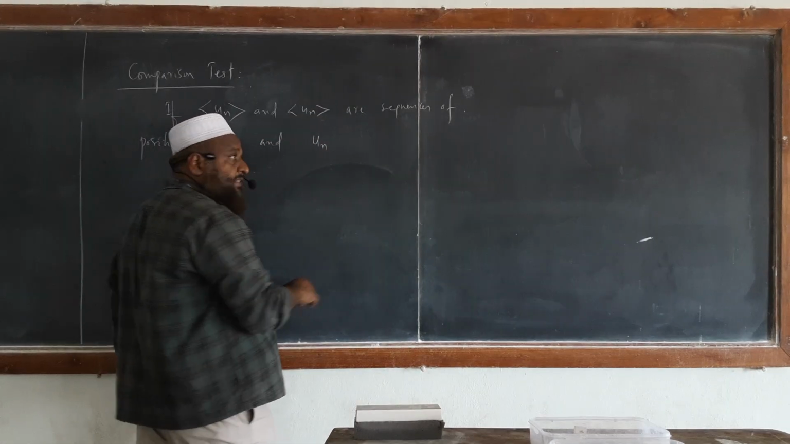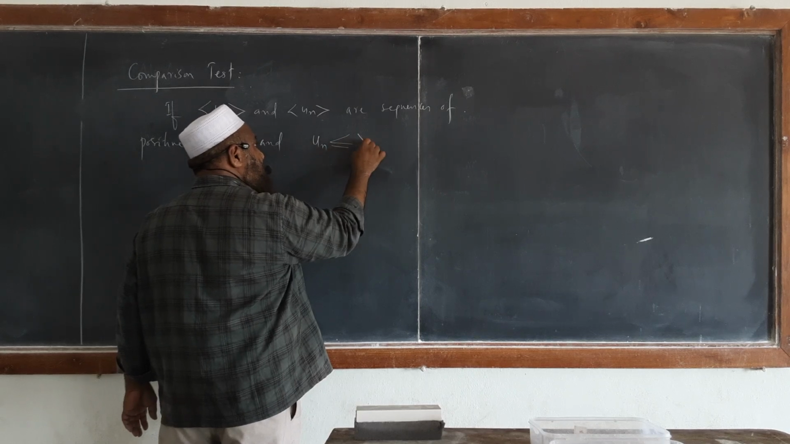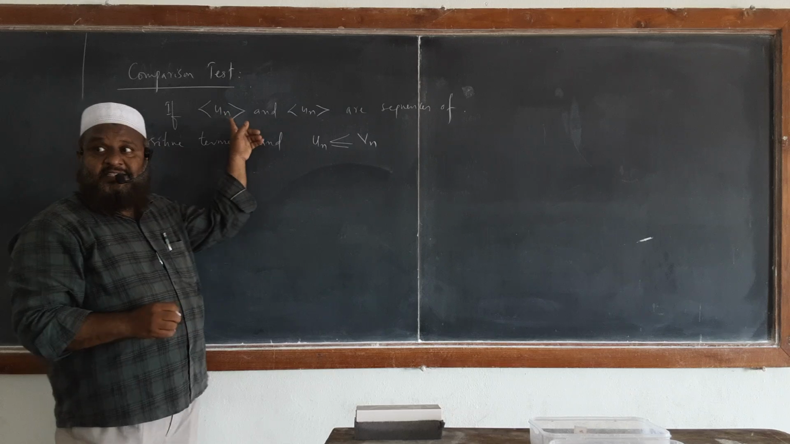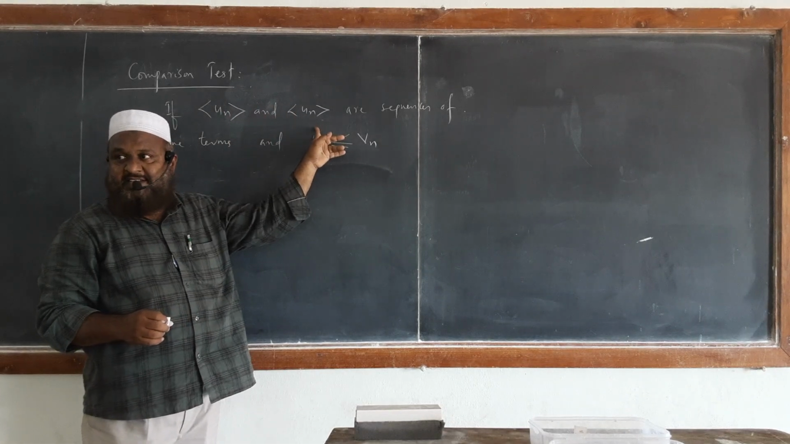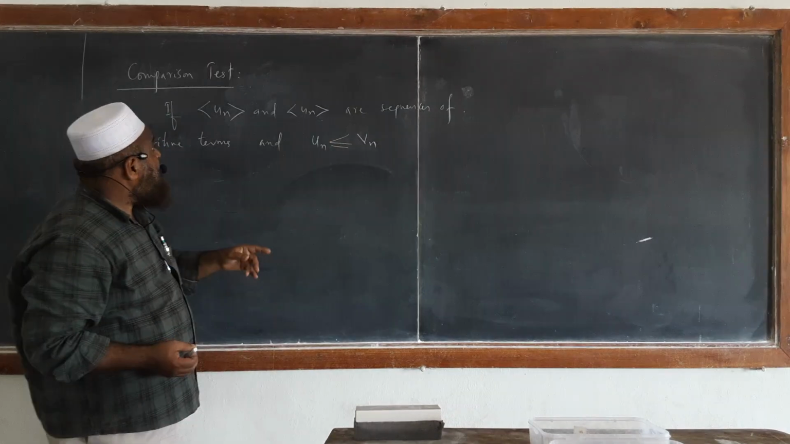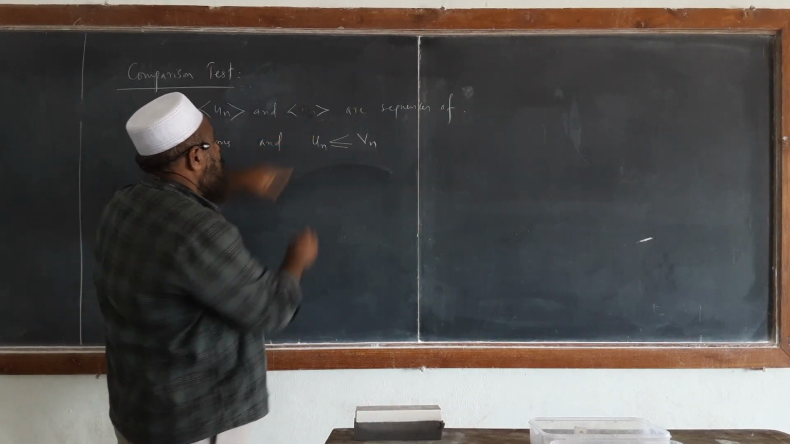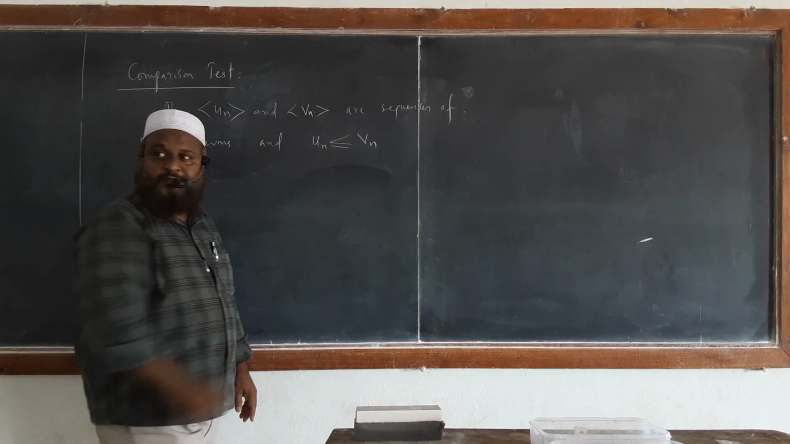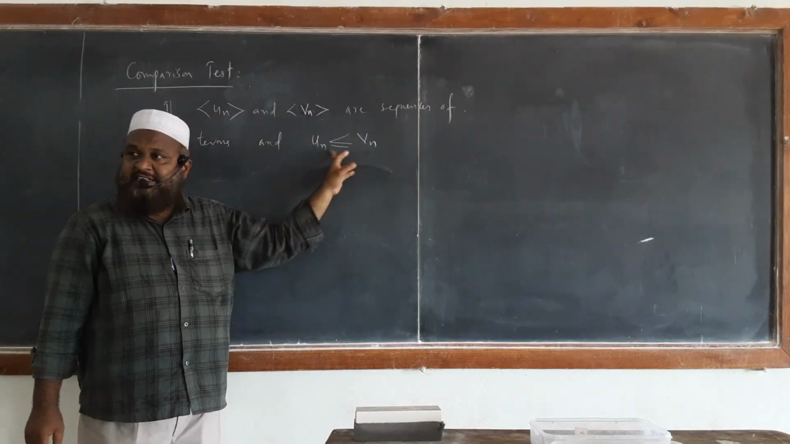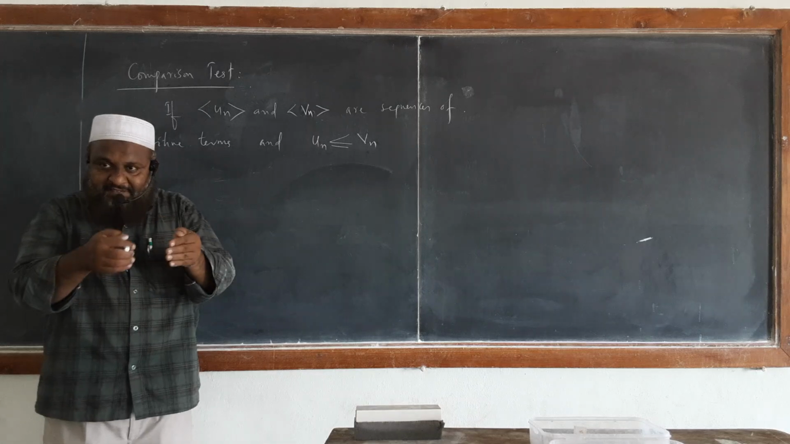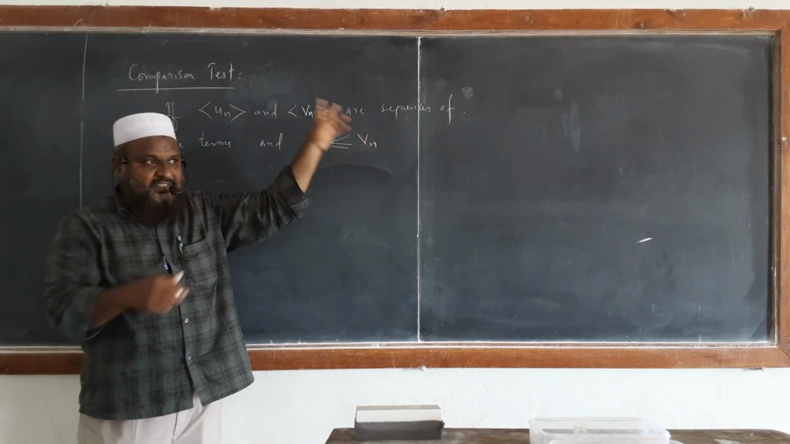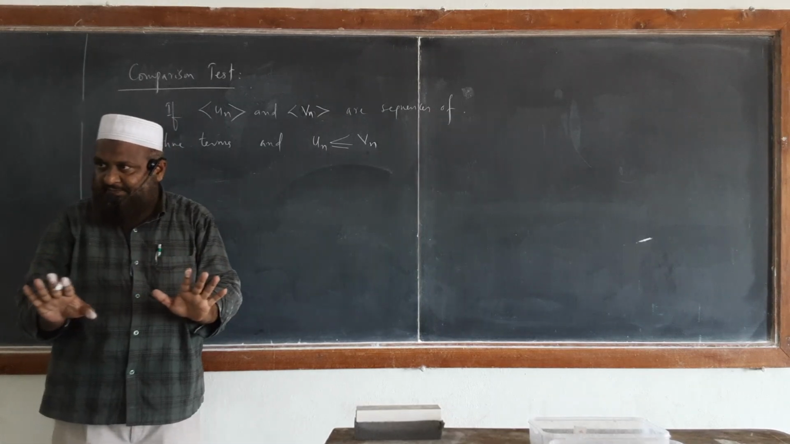and un is less than or equal to vn, it means every term of this sequence is less than the corresponding term of the other sequence. u3 of this is less than v3 of that, u10 is less than v10, like that. Every term of this sequence is less than the corresponding term of the second sequence. Is this point clear or not?